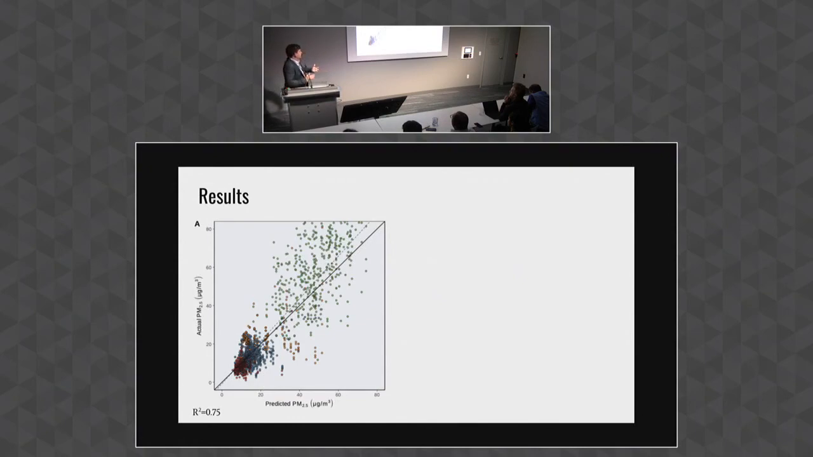So what do we find? This is our results for global PM2.5, the annual average PM2.5, with the measured values on the y-axis and the predicted values on the x. And this is just with the picture. We can explain about 75% of the variation in ground level PM2.5, which blew me away when we first did this, because I thought, well, maybe we'll see something, but this was much better than I expected.